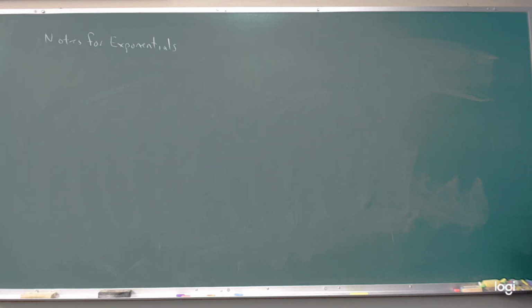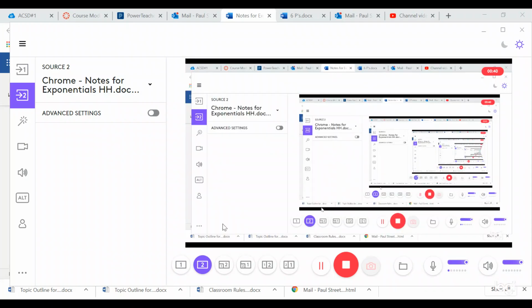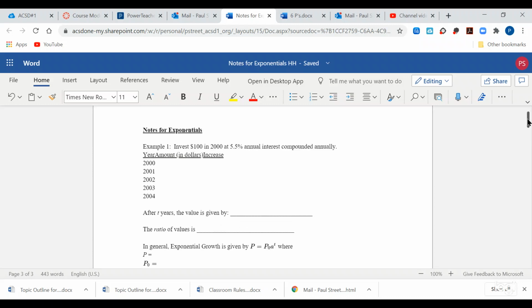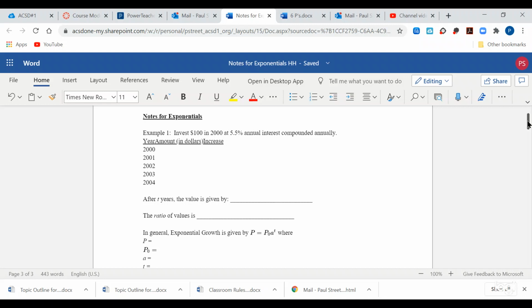Oh, wait a sec, I gotta go back to the camera. I didn't do that right. So I'm going to do this so that now the people at home can see the same thing we're seeing, hopefully. So I am going to fill this in as we go.